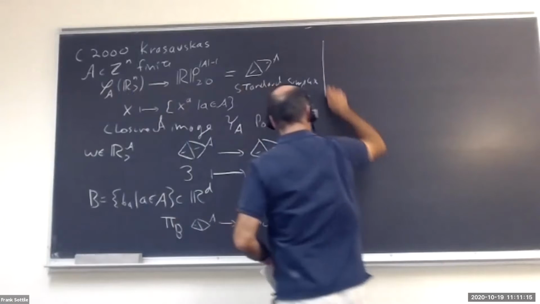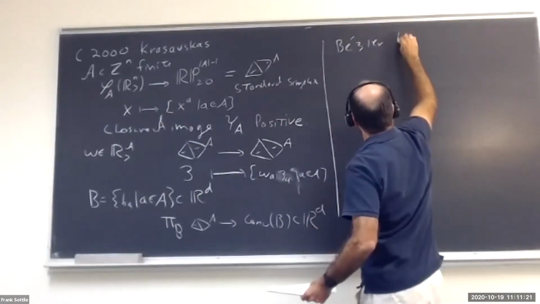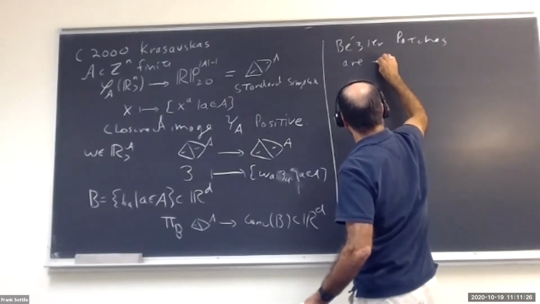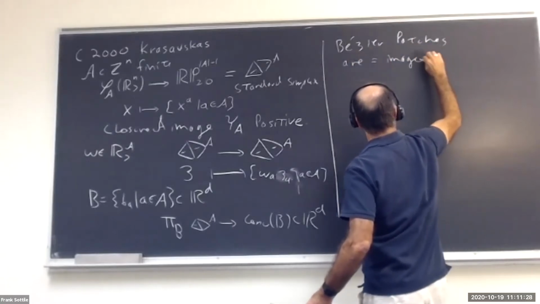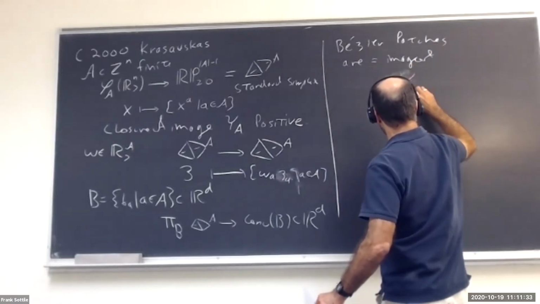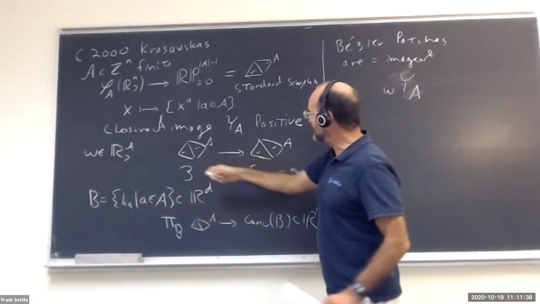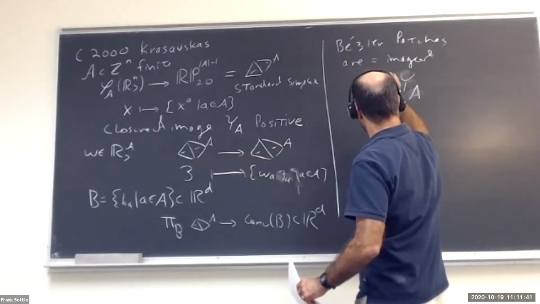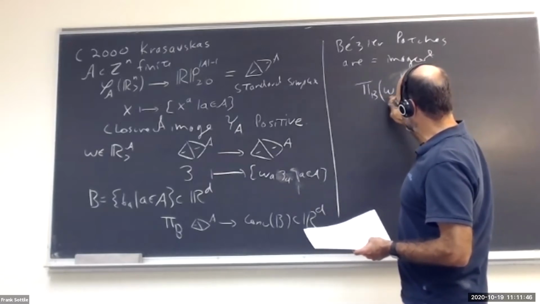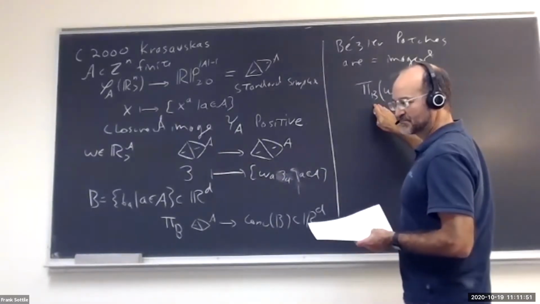And what Krasauskas understood is that Bezier patches are equal to the images of this. One has this Y_A that I wrote down, which is standard. You multiply it by some collection of weights, and then you apply this map to it. The object you get, which is a linear projection of a translation of a toric variety, is a Bezier patch.